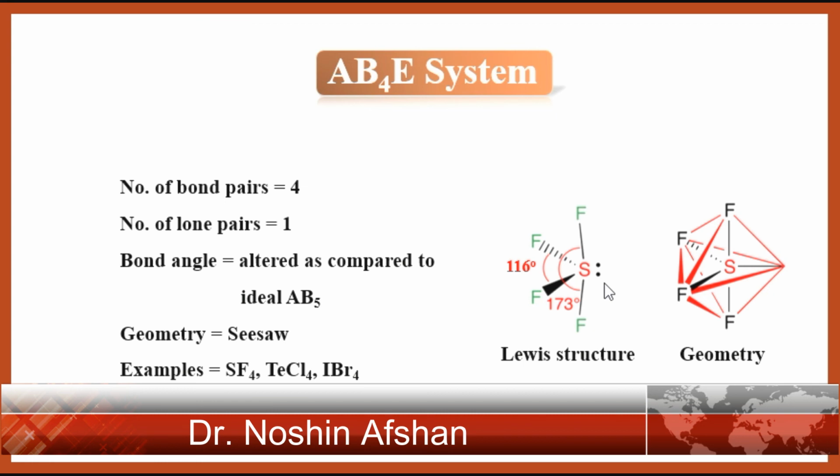And the axial and equatorial sulfur-fluorine bonds are slightly bent back away from the non-bonding electron region, suggesting that the bonding electron pairs are pushed by the non-bonding region, which has larger and greater repulsion. Hence, its bond angle is slightly altered as compared to the ideal value of the bond angle in the case of the AB5 system.